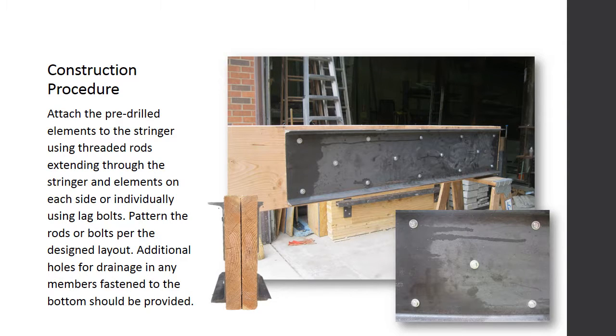Attach the pre-drilled elements to the stringer using threaded rods extending through the stringer and elements on each side or individually using lag bolts. Pattern the rods or bolts per the design layout. Additional holes for drainage in any members fastened to the bottom should be provided.